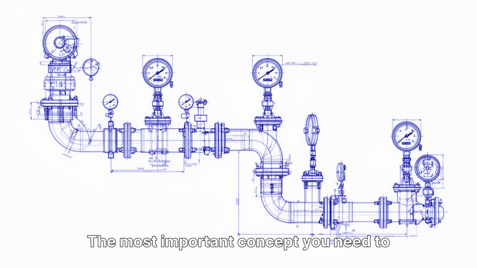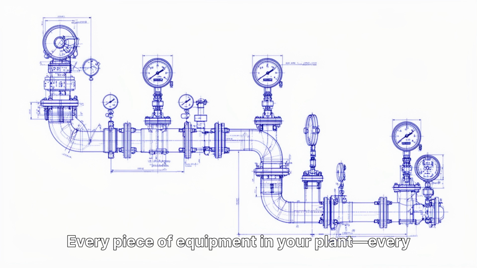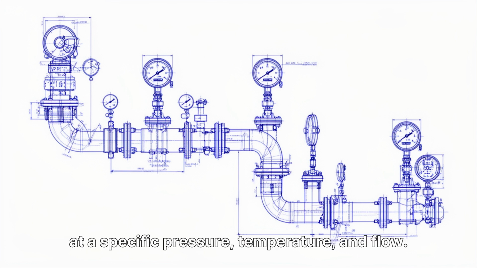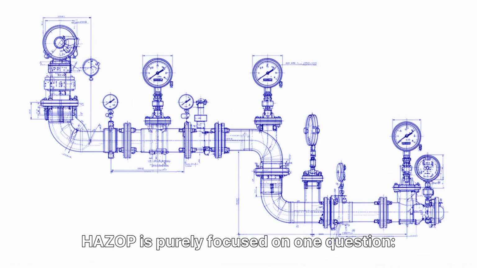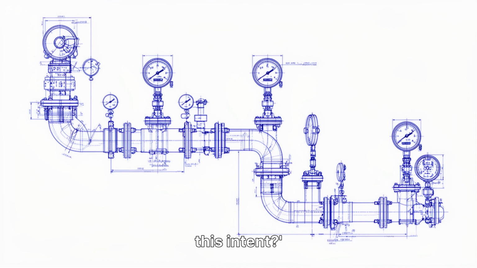The most important concept you need to understand in Part 1 is design intent. Every piece of equipment in your plant, every pump, pipe, and reactor, was designed to operate at a specific pressure, temperature, and flow. This is its design intent. HAZOP is purely focused on one question: what happens if the process deviates from this intent?